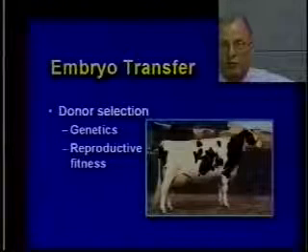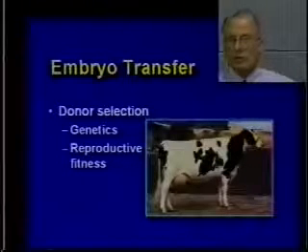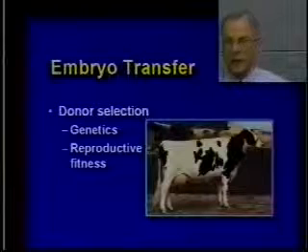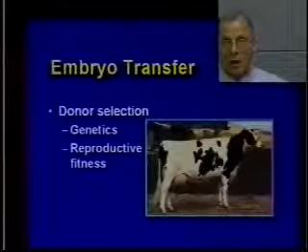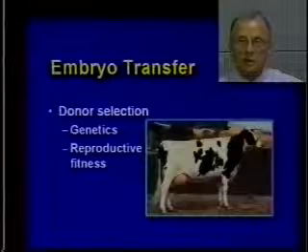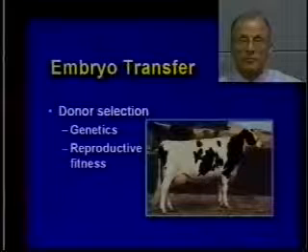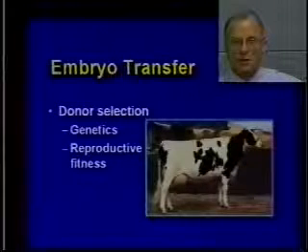One of the first ones is the donor selection, usually done by an owner who has an elite cow, of great genetic merit, or a favorite cow. That happens almost too often. One that they can't get pregnant anymore is now old, and they say, let's get some calves with embryo transfer. Well, that type of donor is not the ideal donor.